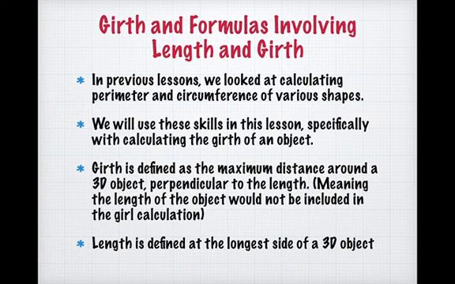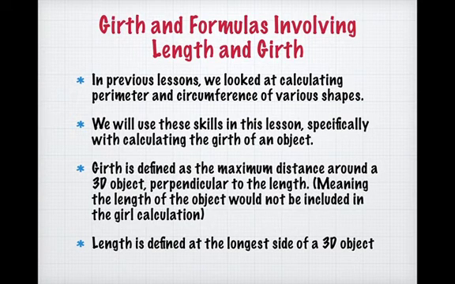Previously we have looked at calculating perimeter and circumference of two-dimensional objects, going around a 2D object. And we'll also need to use some of those skills in this lesson as well. We're talking about going around an object, but now applying it to going around a three-dimensional object. Because when we talk about girth, it's defined as the maximum distance around a 3D object perpendicular to the length, so the length is actually not going to be used in that.